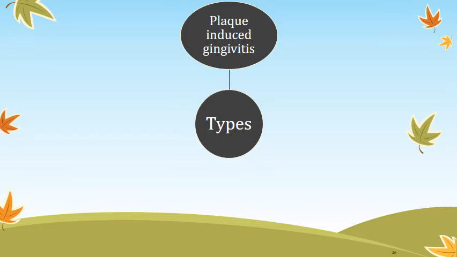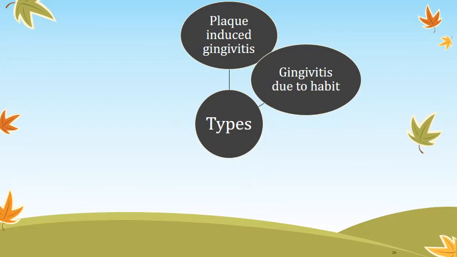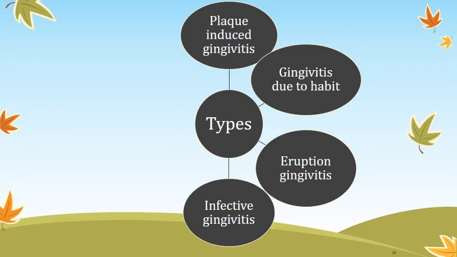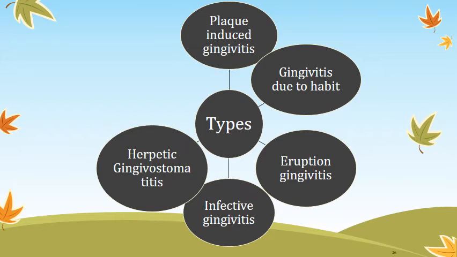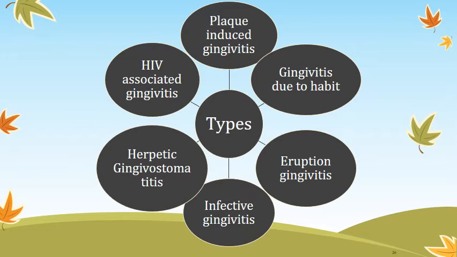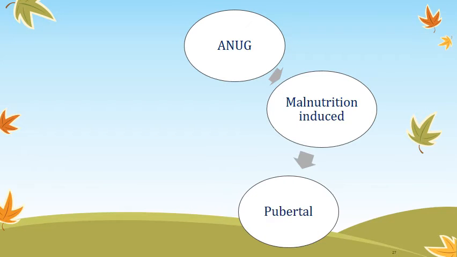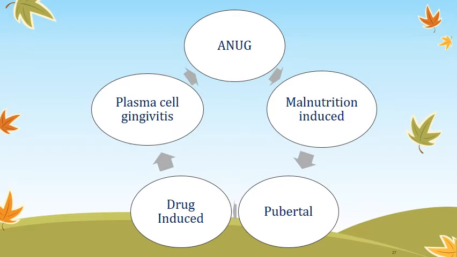Types of gingivitis. Plaque-induced gingivitis, gingivitis due to habit, eruption gingivitis, infective gingivitis, herpetic gingival stomatitis, and HIV-associated gingivitis. Other types are acute necrotizing ulcerative gingivitis, malnutrition-induced gingivitis, pubertal gingivitis, drug-induced gingivitis, and plasma cell gingivitis. There are other types of gingivitis also, like allergy-induced gingival inflammation and gingivitis due to candidal infection.